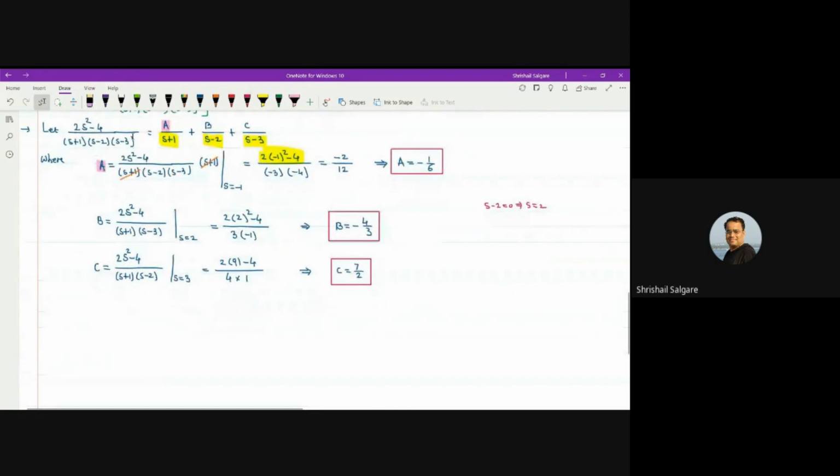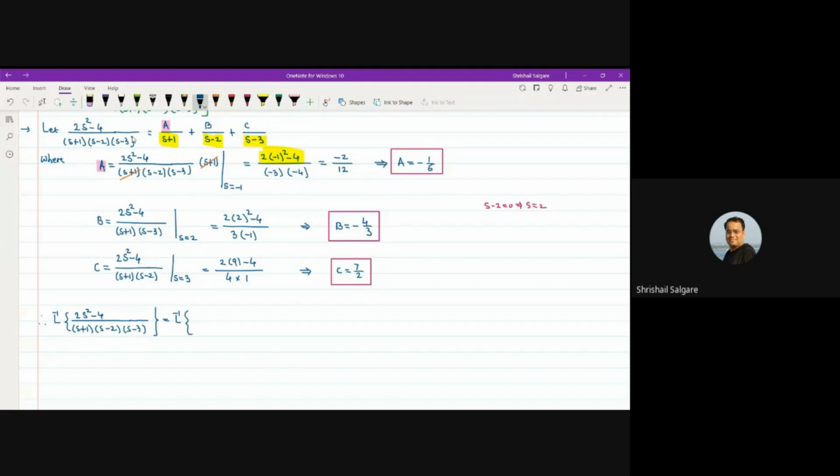Therefore, L inverse of (2s square minus 4) divided by (s plus 1)(s minus 2)(s minus 3) is equal to L inverse of, I will write the terms by substituting. A is minus 1 by 6 upon s plus 1, plus B is minus 4 by 3 upon s minus 2, plus C is 7 by 2 upon s minus 3.